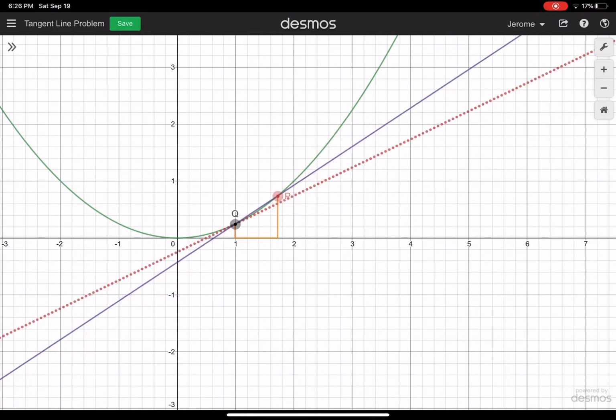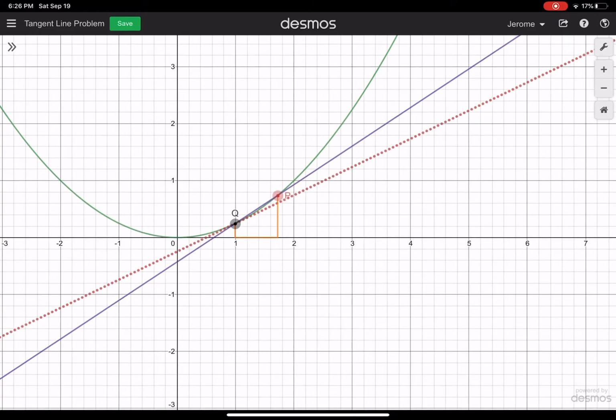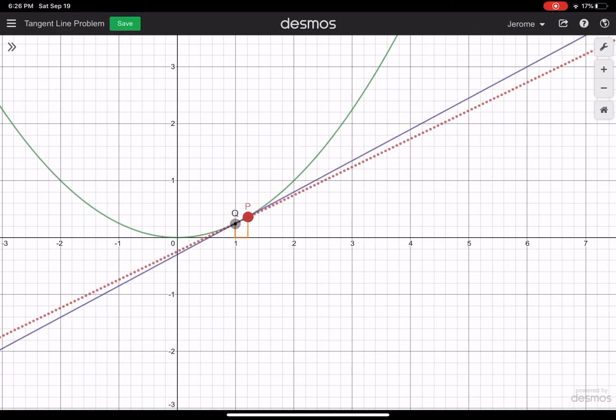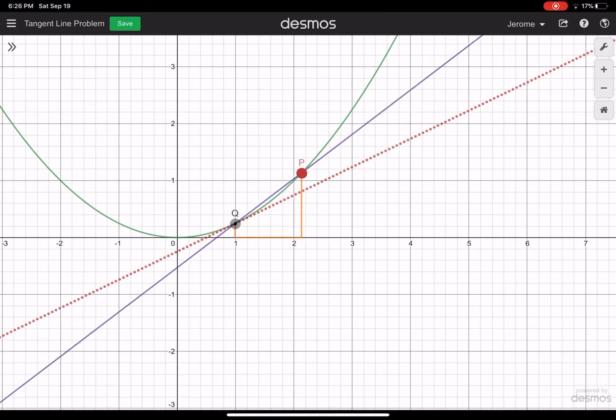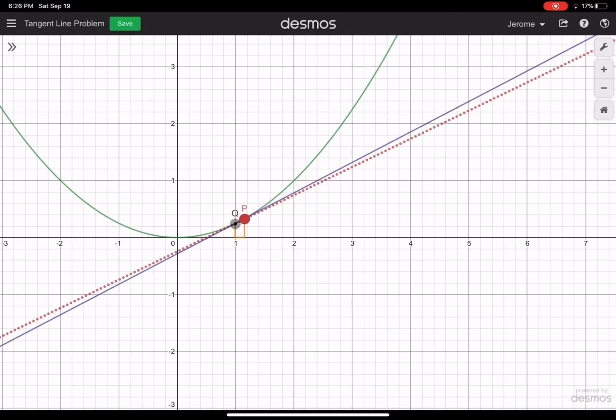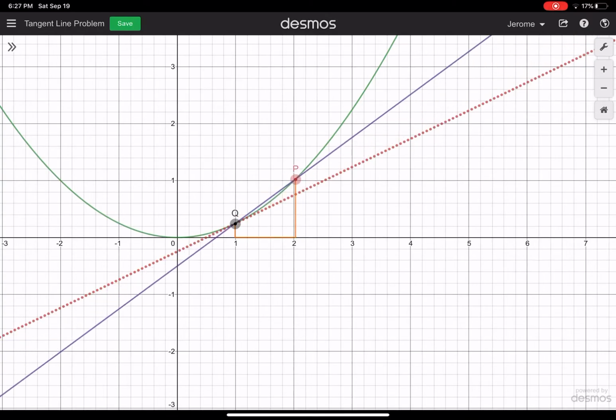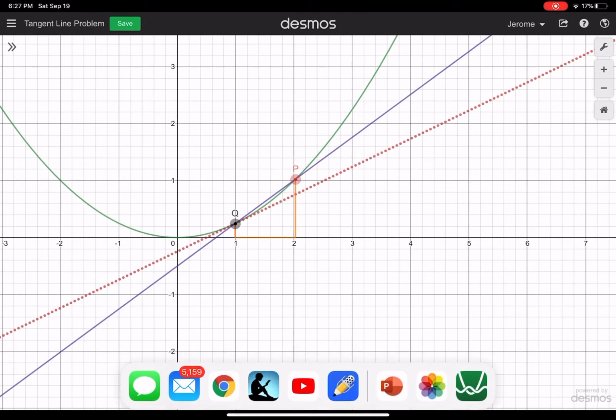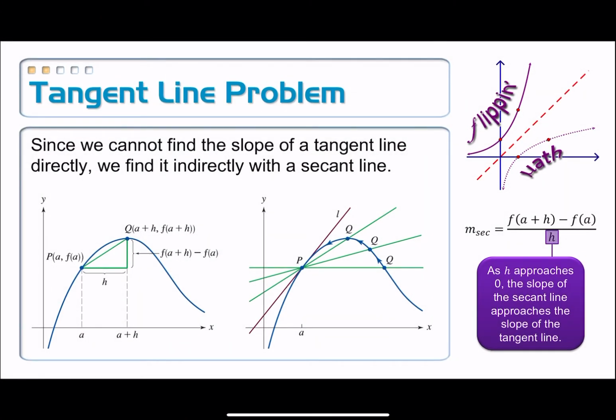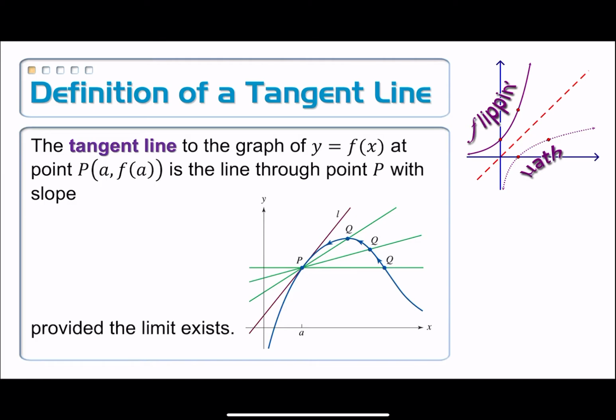H value is just this orange segment down here on the x-axis. It is the change in x. It's how much I have to, say, move to the right in order to get a second point to actually find the slope, right? So I'm going to try to make this thing as small as possible, and I can accomplish that with a limit, which brings us to, finally, the actual definition of a tangent line.